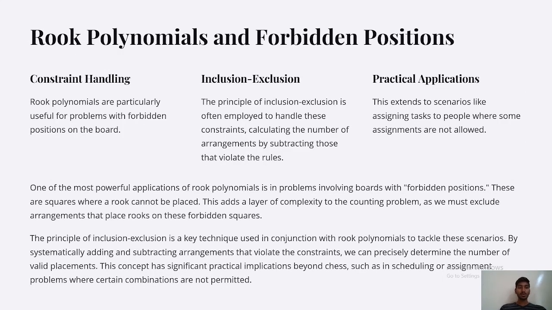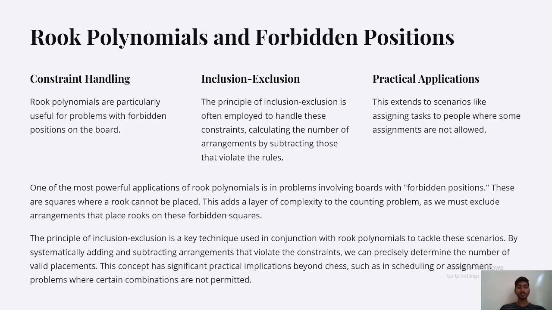Rook polynomials and forbidden positions. Constraint handling, inclusion-exclusion, and practical applications. Rook polynomials are particularly useful for problems with forbidden positions on the board. The principle of inclusion-exclusion is a technique to handle these constraints, calculating the number of arrangements by subtracting those that violate the rules. This extends to scenarios like assigning tasks to people where certain assignments are not allowed.